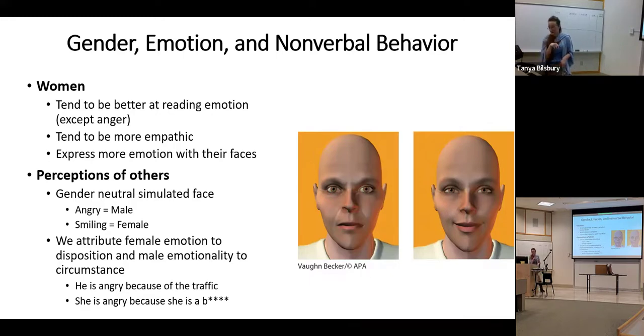Here's an interesting study. This is an androgynous face. This face is computer generated and it's built to be halfway between a super masculine and a super feminine face. And when the face is smiling, people are more likely to assume it is female, to label it as female. And when that face is angry, they're more likely to label it as male.